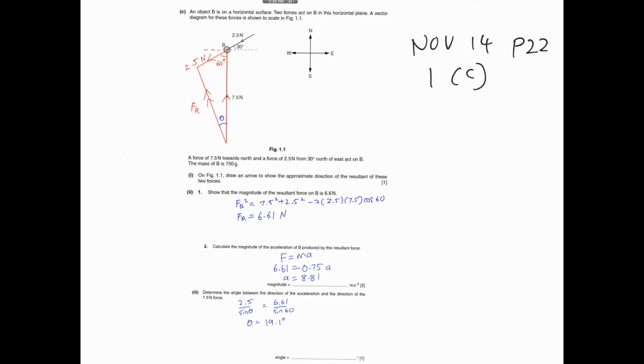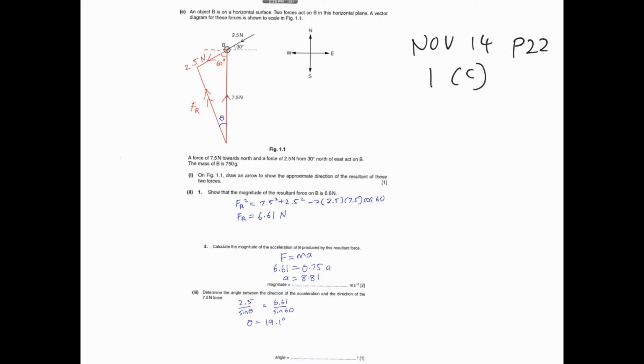And if they ask you to find the acceleration, now remember in physics, acceleration goes together with net force. So net force equals ma, so your net force is 6.61, your mass is 750 grams, so you can find the acceleration.